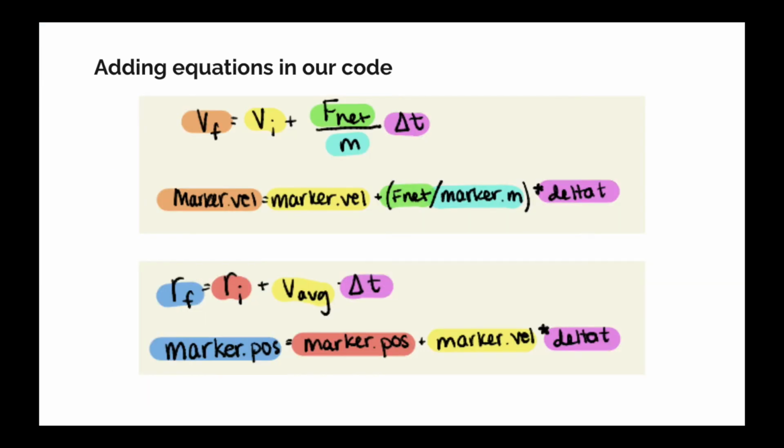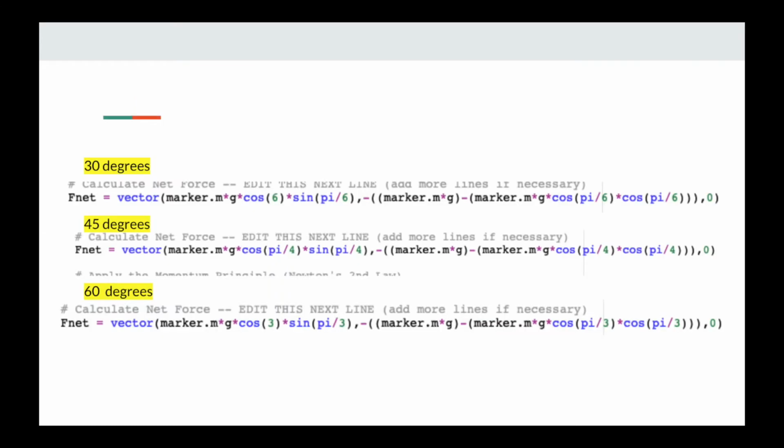Here's a better look at how we added the equations into our code based off of the given equations and our variables in GlowScript. Here's how we edit the net force equation for the 3 different angles to simulate the different angles between the ramp and the ground. Notice how we break up net force into its x, y, and z components separately, based off of the model we viewed earlier. Therefore, the resultant net force calculated here in our GlowScript code will be a vector.